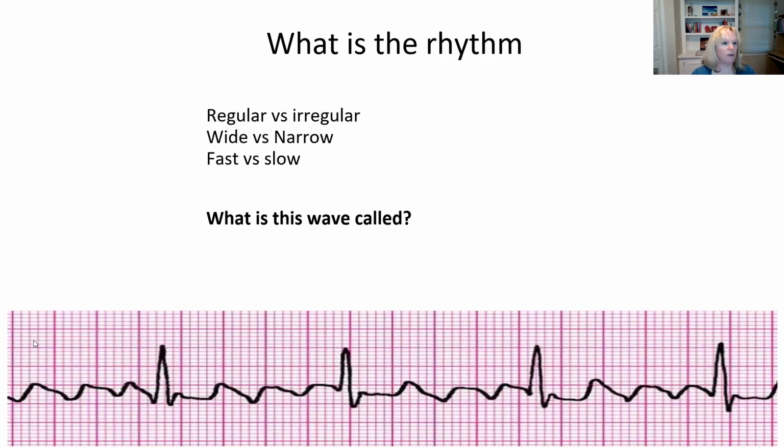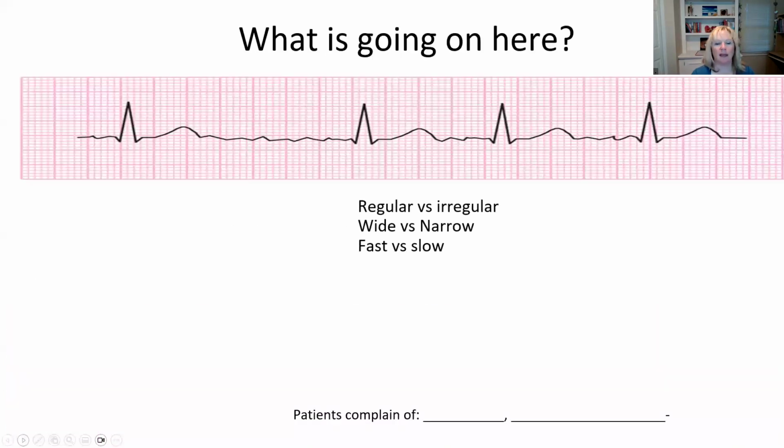Okay, so let's go to the next one since you guys already nailed that. And let's see if we can remember what this one is. It's irregularly irregular. That's the clue. Good, AFib. Okay, is it rate controlled?